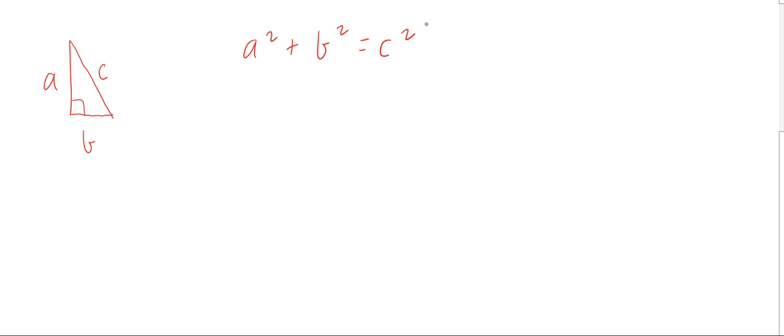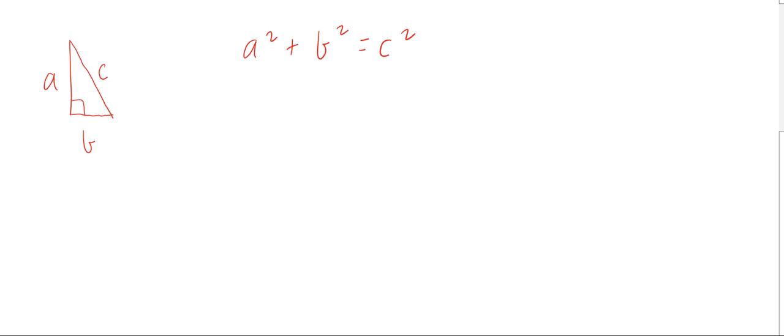Hi everyone, in this video we're going to be looking at Pythagoras' theorem, which states that when we are finding the side lengths in a right angled triangle, the sum of the shorter sides, when we square them, equals our hypotenuse squared. So it is stated that a squared plus b squared equals c squared.